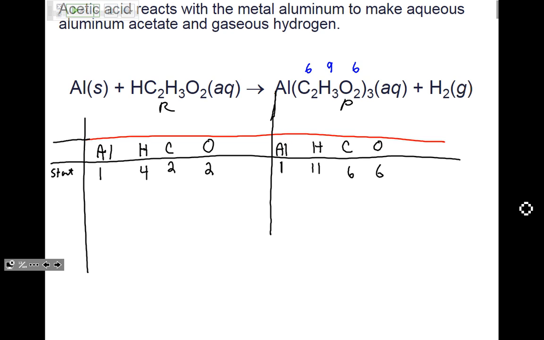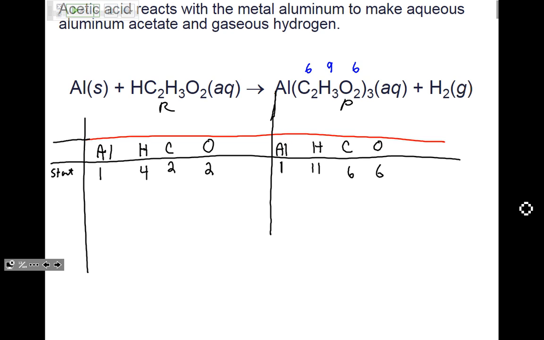So remember, that means we have 3 C2H3O2 ions. So we have to take that into account. Okay, so that's our first step. We know what we're starting with. We're clear that we're not balanced because, well, we don't have the same amount of carbons, oxygens, or hydrogens on both sides of our equation.